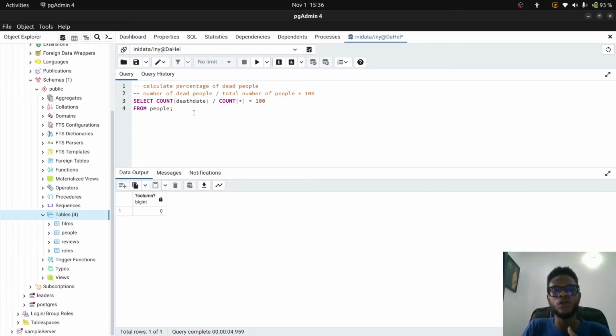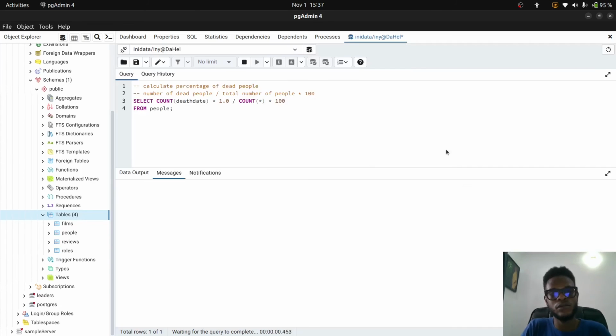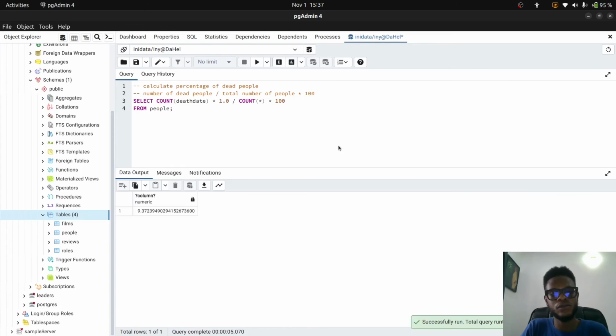To get the float, one of these values, either the numerator or the denominator, must be a float. That's a decimal number, and since neither of them are decimal, the answer it's going to give us is integer division. So we need to make at least one of these decimal. What I could do is multiply this by 1.0. That will make the numerator decimal. Let's see. Okay, that worked.